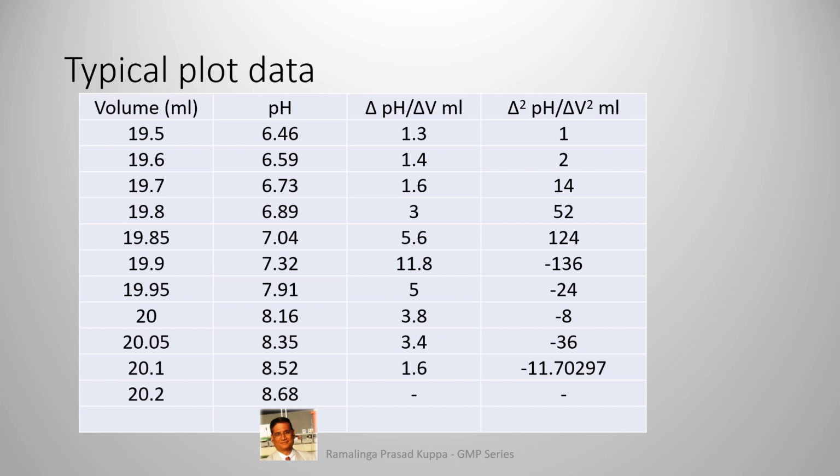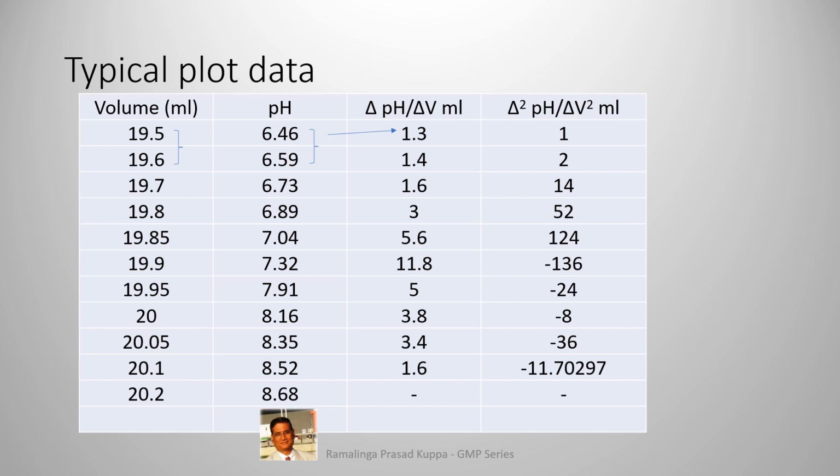In this, difference in volume consumed versus difference in pH is plotted. 19.6 ml minus 19.5 ml is equal to 0.1 ml. Difference of pH value is 6.59 minus 6.46, which is 0.13. The ratio of pH difference and volume difference is 0.13 divided by 0.1, which is 1.3. You can see the same type of calculation is done in all other data points also.